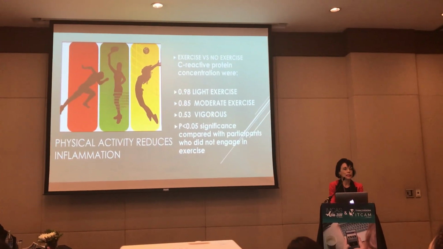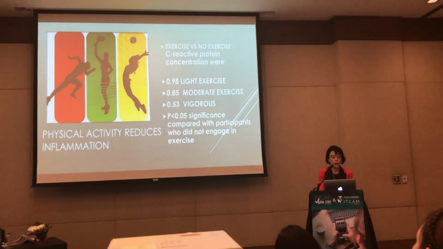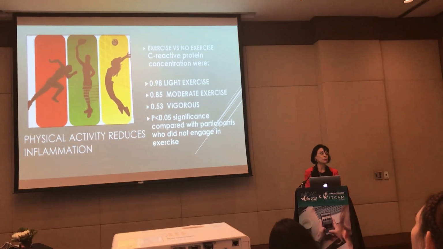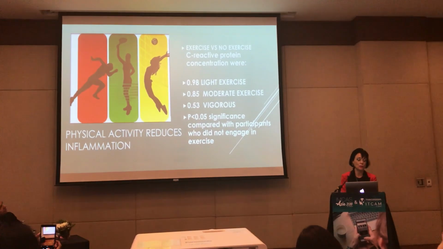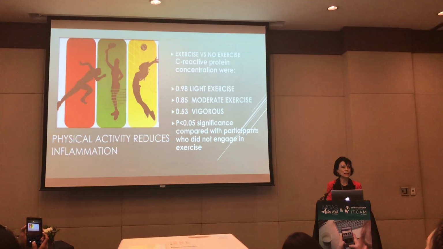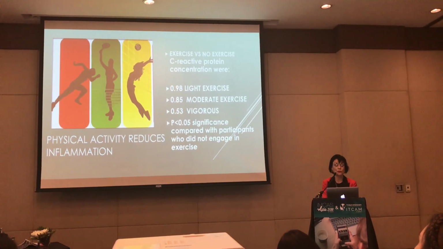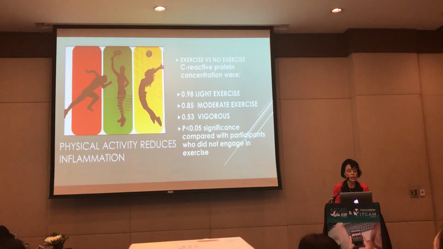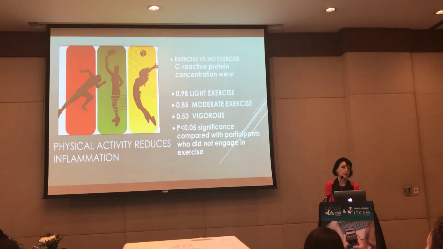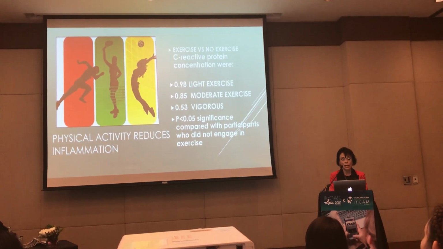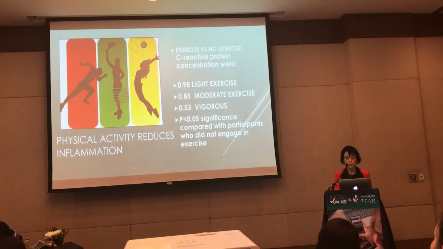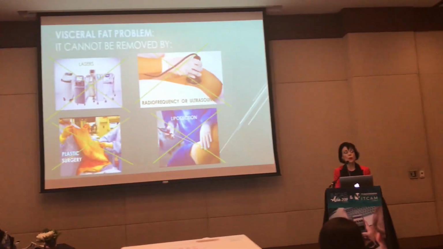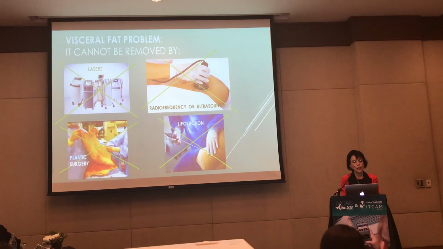Exercise, of course, again, does the trick. C-reactive protein, which has to do with inflammation, was 0.98 with light exercise, and 0.53 with vigorous exercise, 0.85 with moderate. So obviously, vigorous exercise will decrease inflammation and will enhance your immune system and your health. But the visceral fat is a problem.